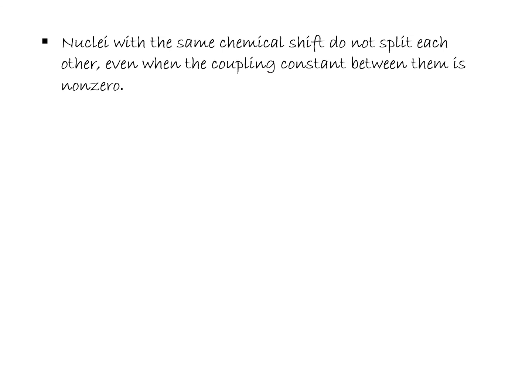Nuclei with the same chemical shift do not split each other, even when the coupling constant between them is non-zero. Once they are chemically equivalent, they are not going to split each other and show that in the spectrum.